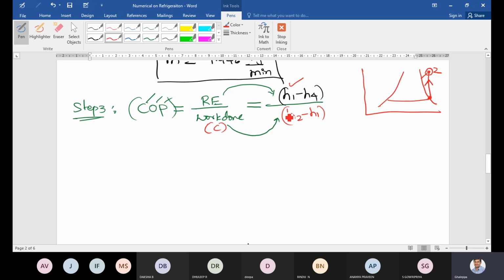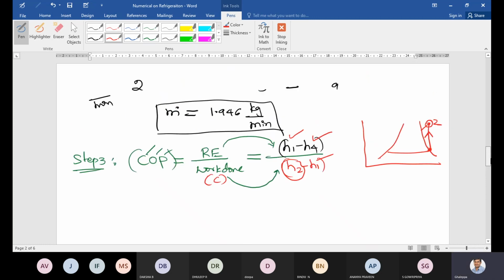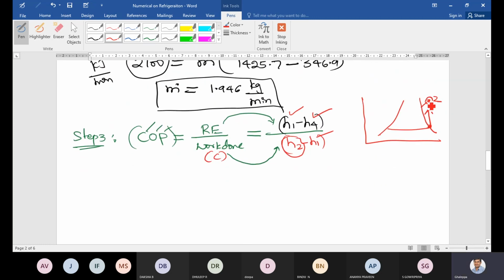H1 already you have calculated, no doubt about it. H4 also you have calculated, no doubt about it. Now you have to calculate H2. This is an important step. H2 is at this point here, in the superheated region. Now, dear students, point number 2, whether it is related to HF, HFG, or HG, or not related to these three.